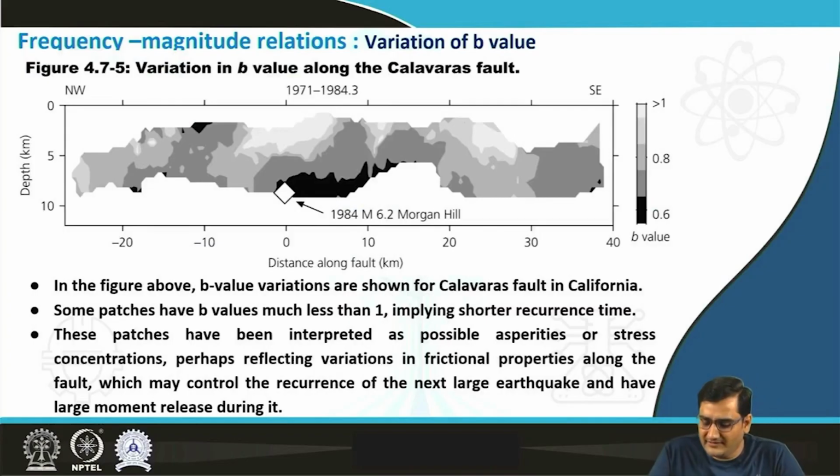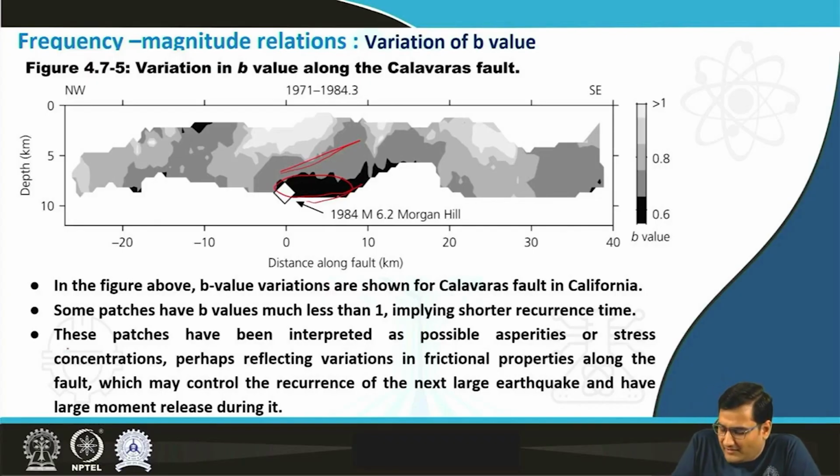Now look at this example here, which shows B value variations along the Calaveras fault in California. You can see there are some patches where the B value is less than 1, such as this one, this is the patch, and here also the B value seems to be less than 1, which indicates that the recurrence time is shorter for the larger earthquakes.